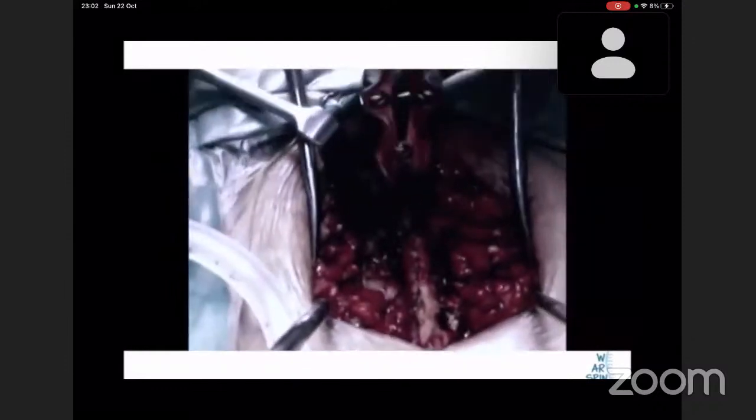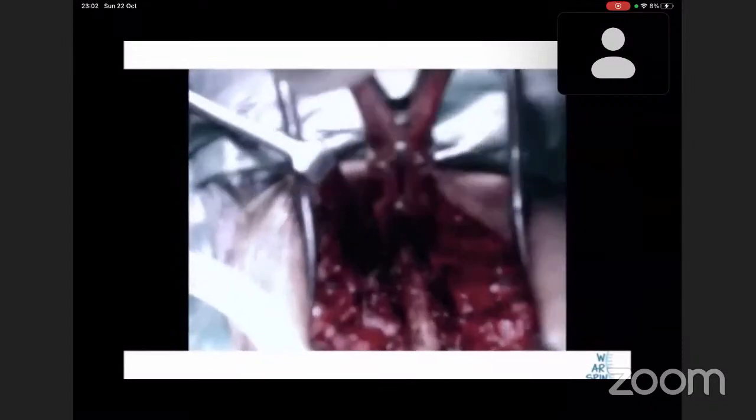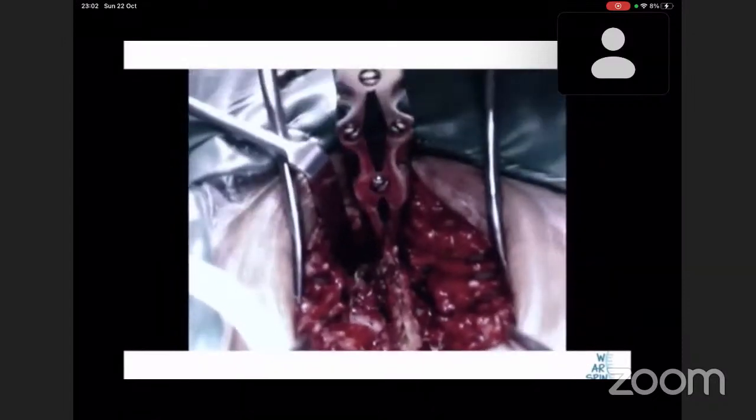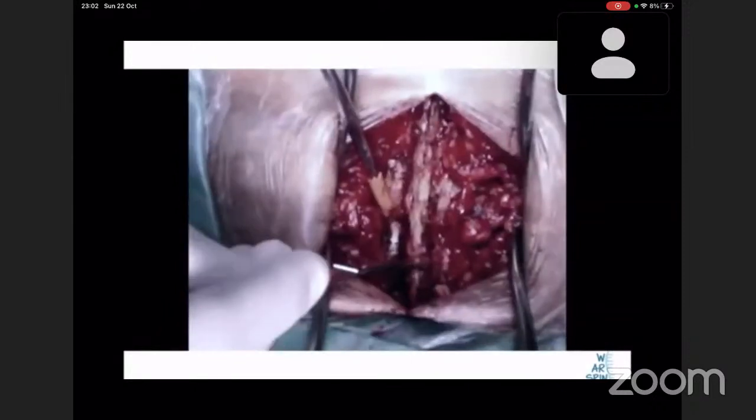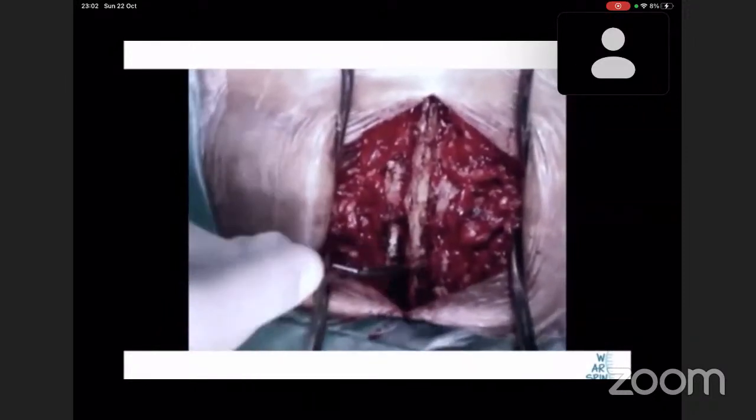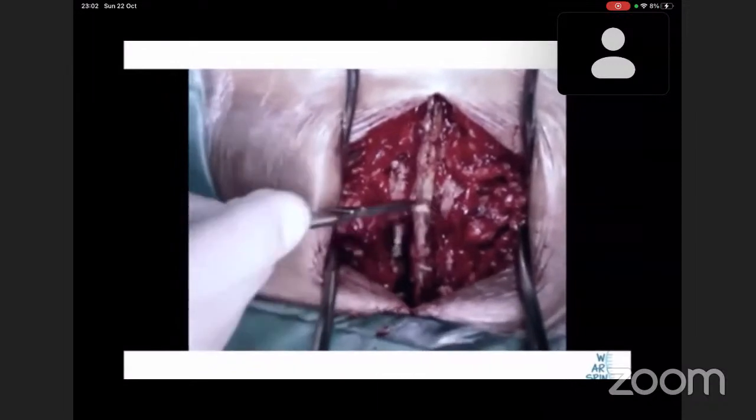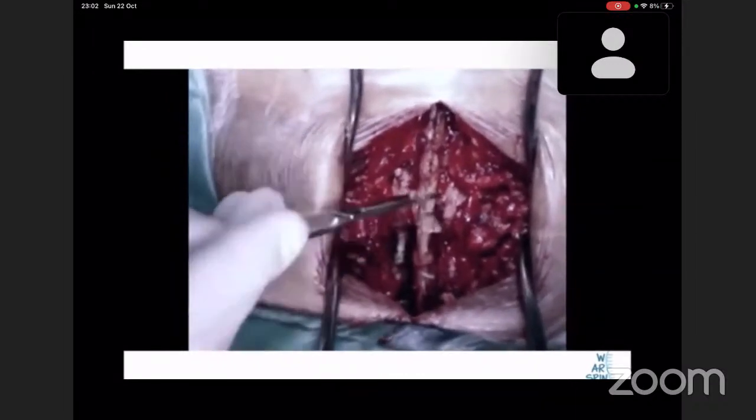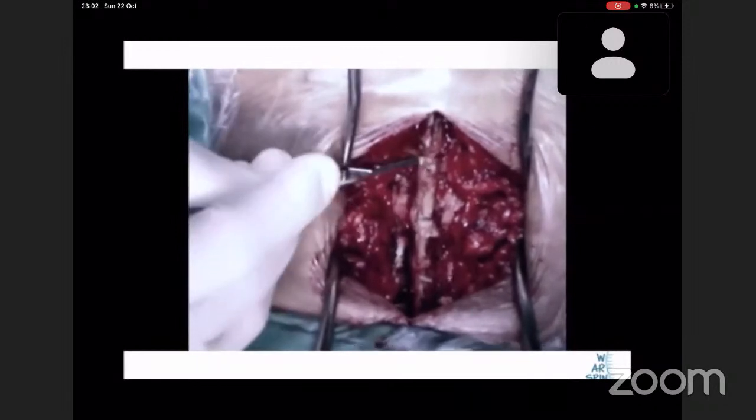So after an adequate exposure, here what we are trying to do is identify the last mobile segment. Whenever you are doing a decompression right up to the sacrum, you know that L5-S1 should be your last mobile segment, and this helps you confirm your level. In a smaller incision or where you're not going up to the sacrum, you can use a C-arm to confirm your level at this stage.